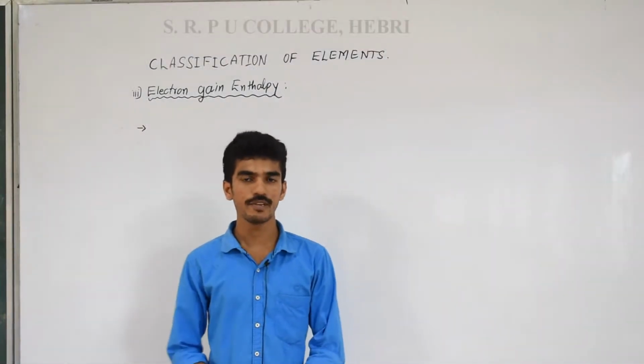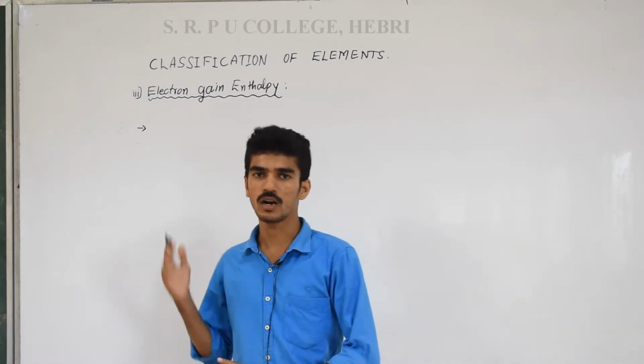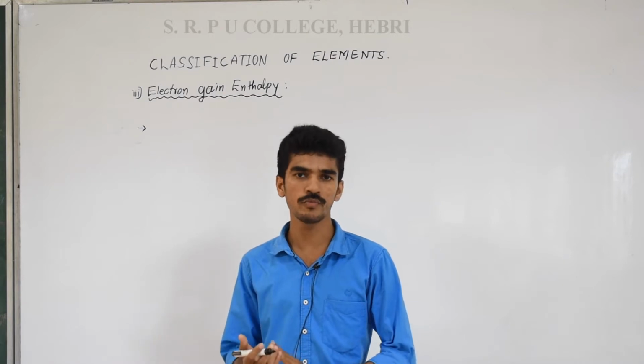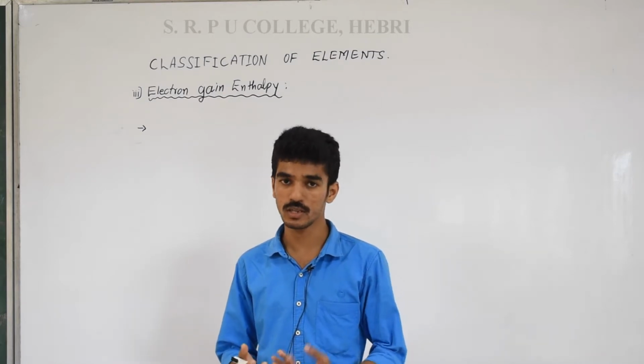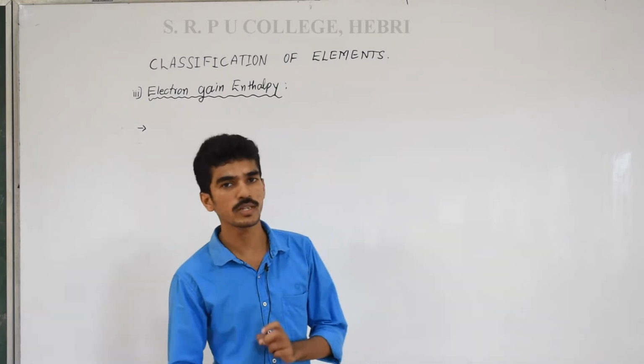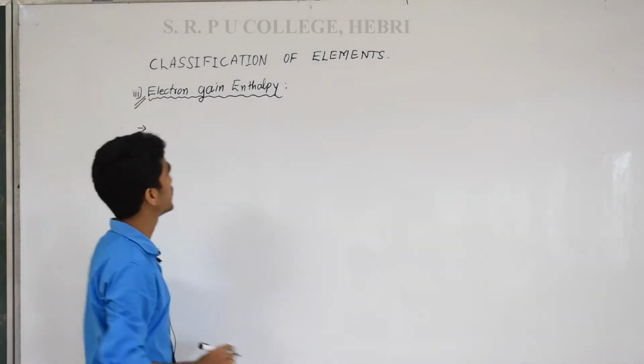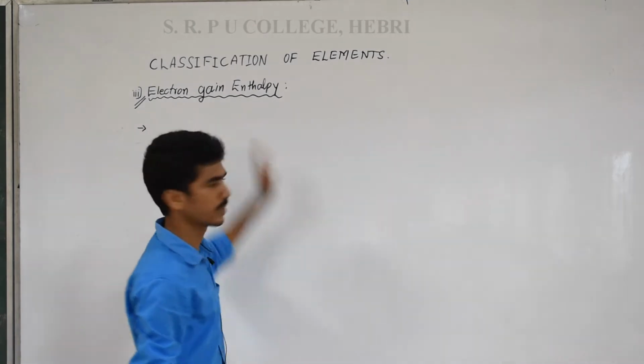Dear student, in the previous class we discussed the physical trends in the periodic table. There are two physical trends we already discussed. What are they? Ionization enthalpy and atomic radius. Now we'll move to the third physical property, that is electron gain enthalpy.